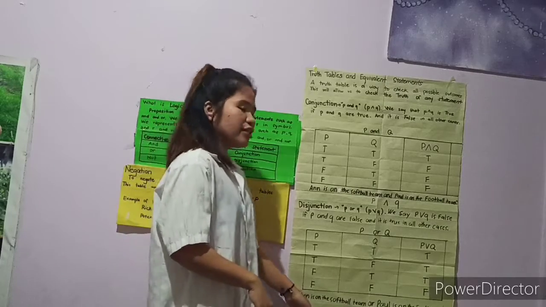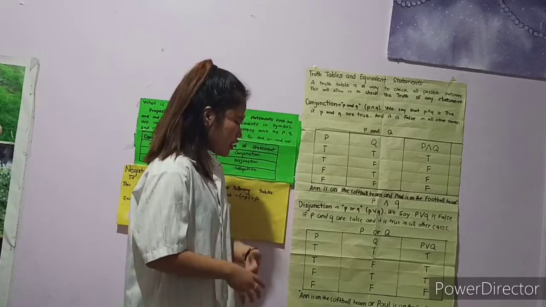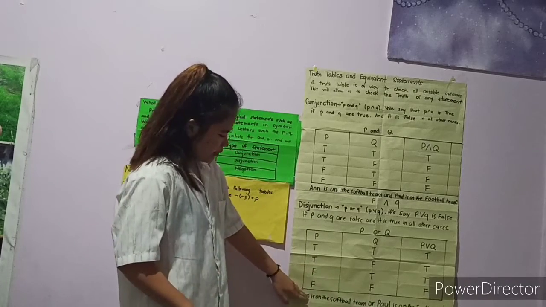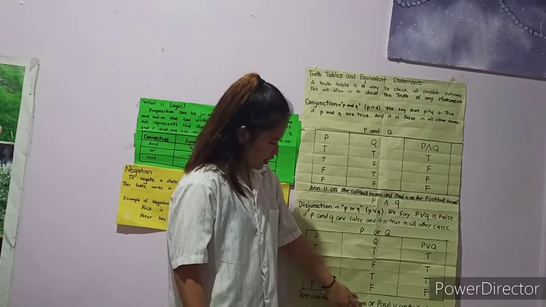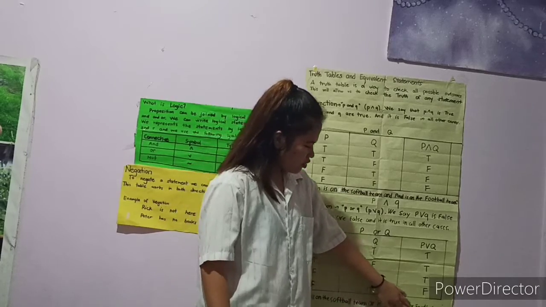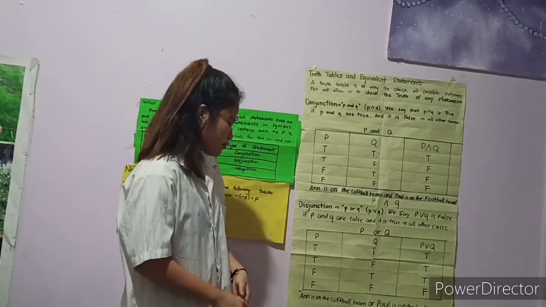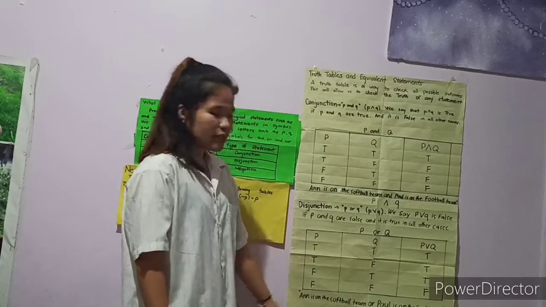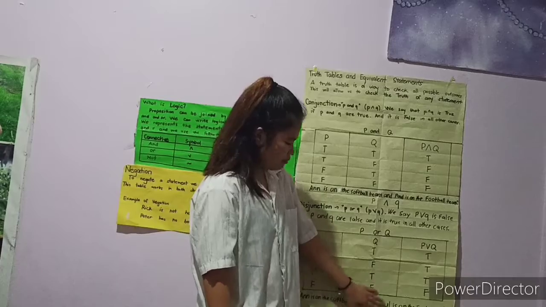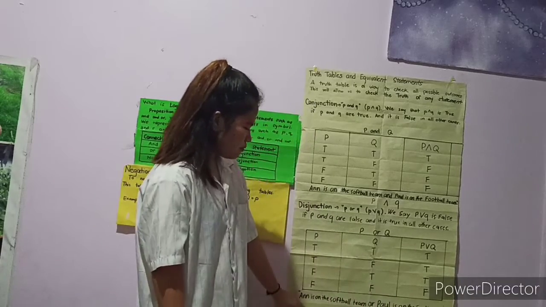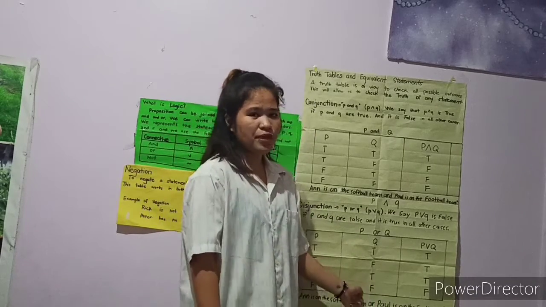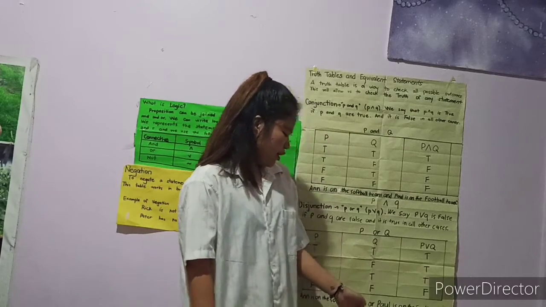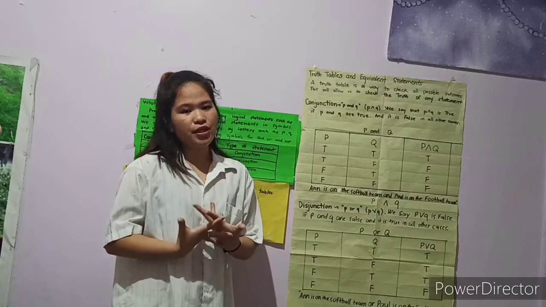We have another sentence showing P or Q. Anne is on the softball team, Paul is on the football team. Anne is on the softball team is represented by letter P, and Paul is on the football team is Q. And the connective word used is or. P or Q.